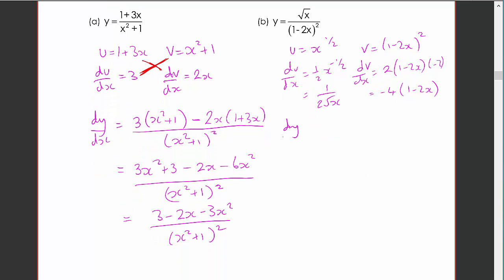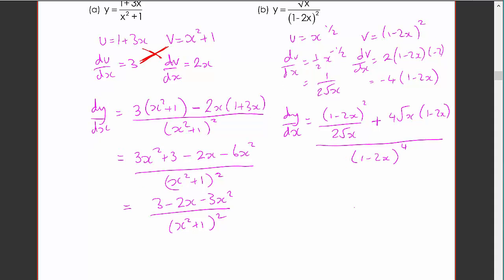So dy/dx is going to be v du/dx. So that's (1 minus 2x) squared over 2 root x. Take away u dv/dx. Well, this one's a negative, so that's going to make it a plus in the middle. So it's going to be 4 root x (1 minus 2x), all over (1 minus 2x) to the power 4.